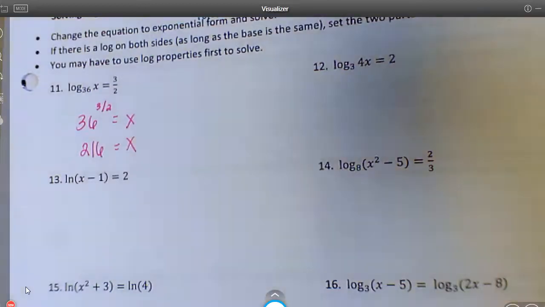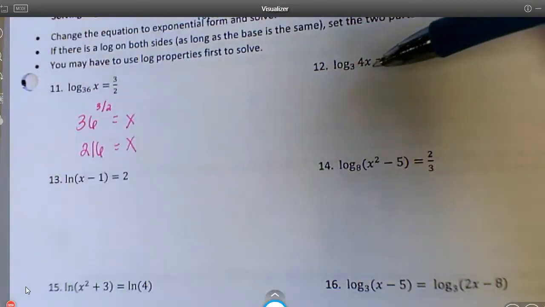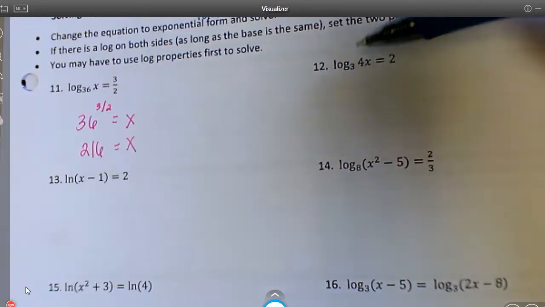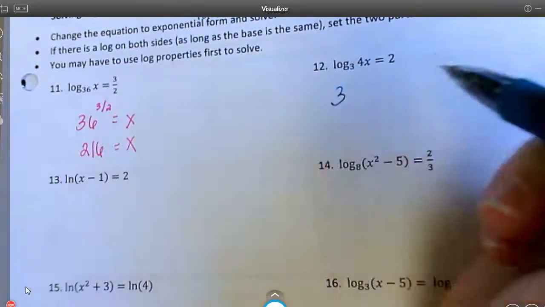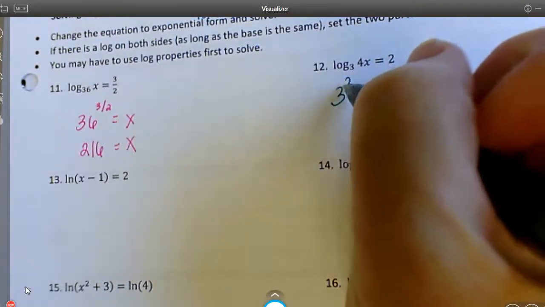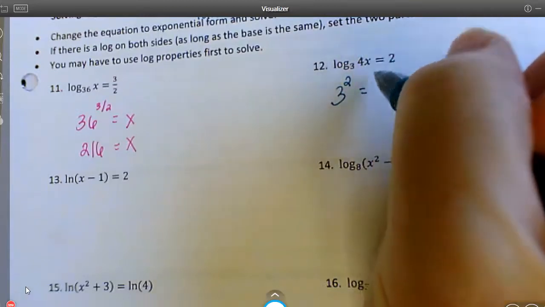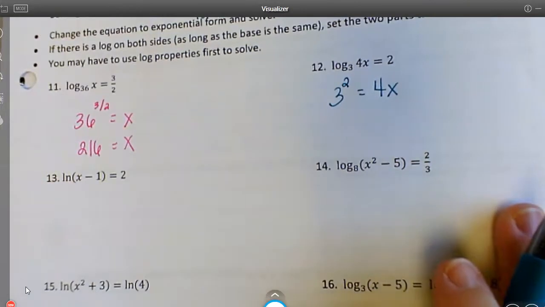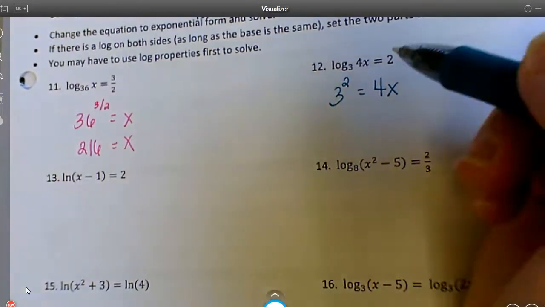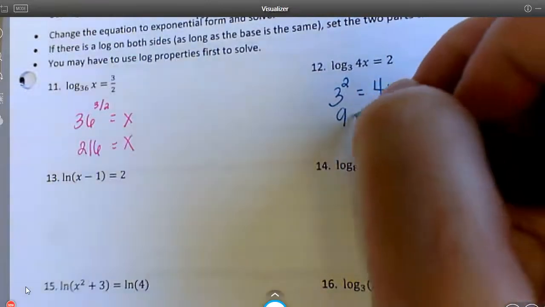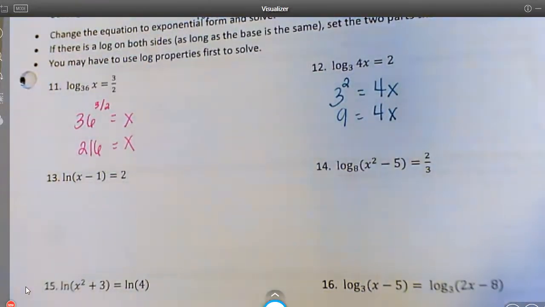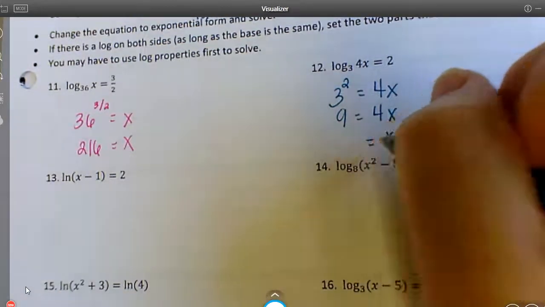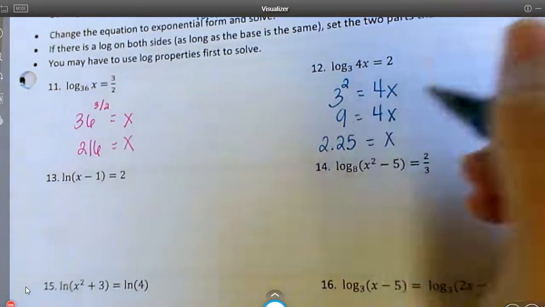I'm trying to get number 12. I'm trying to get that x by itself. So I want to rewrite it. Start with a 3. So what power is 3 going to be raised to? To the second equals 4x. So first thing I'm going to do is I'm going to figure out what 3 squared is. It's 9. And then to find x, divide by 4, and I get 2.25.